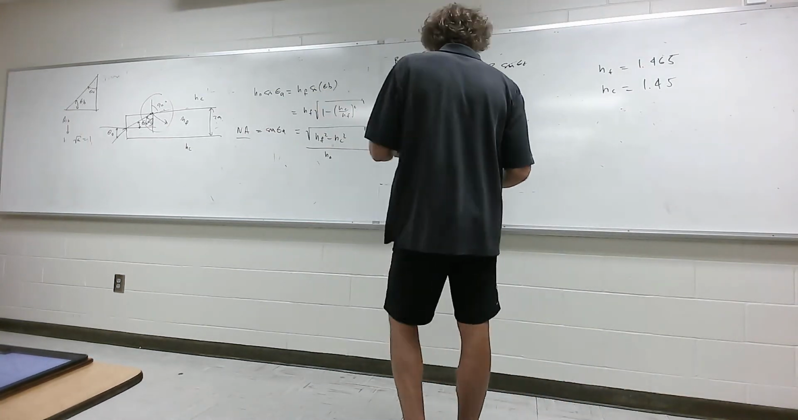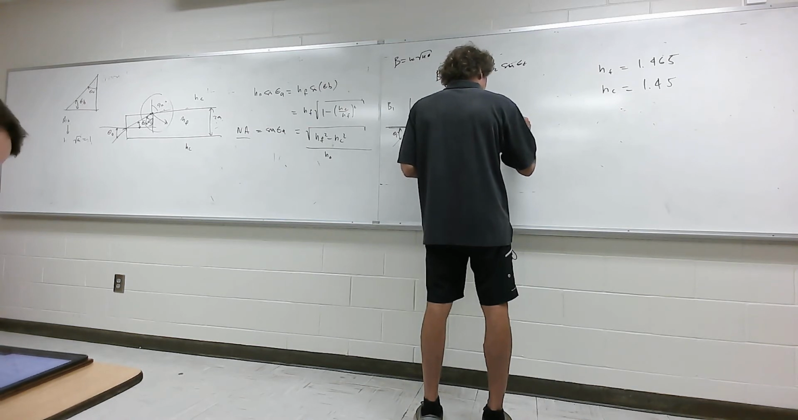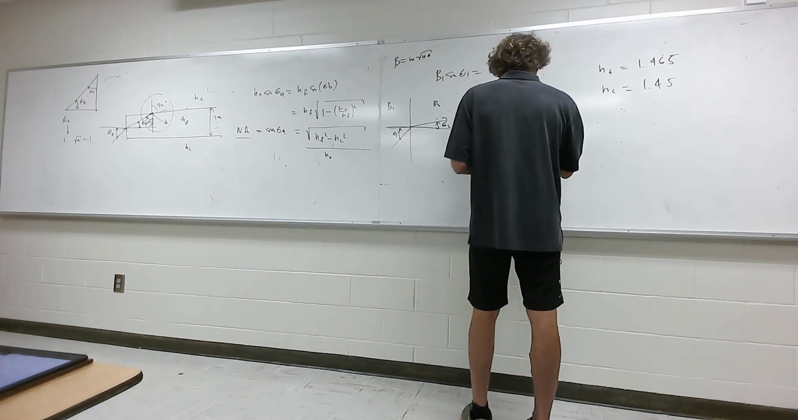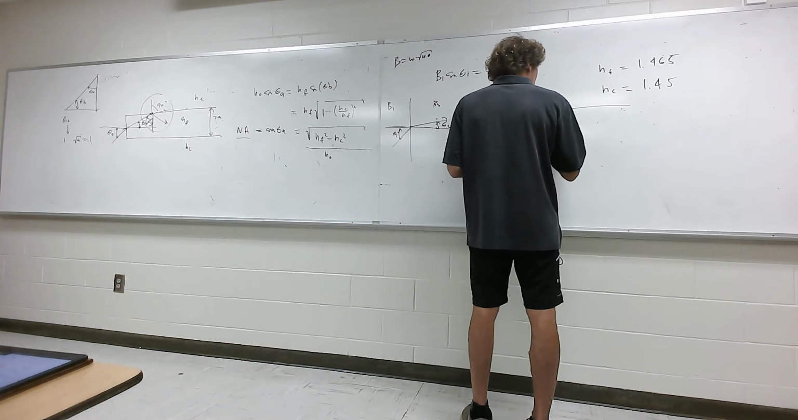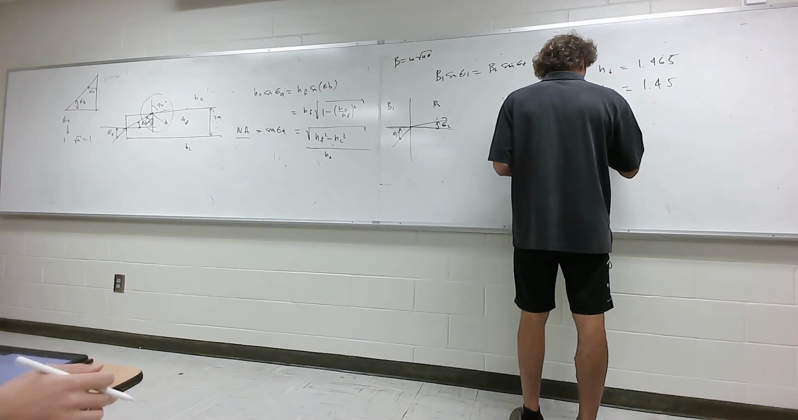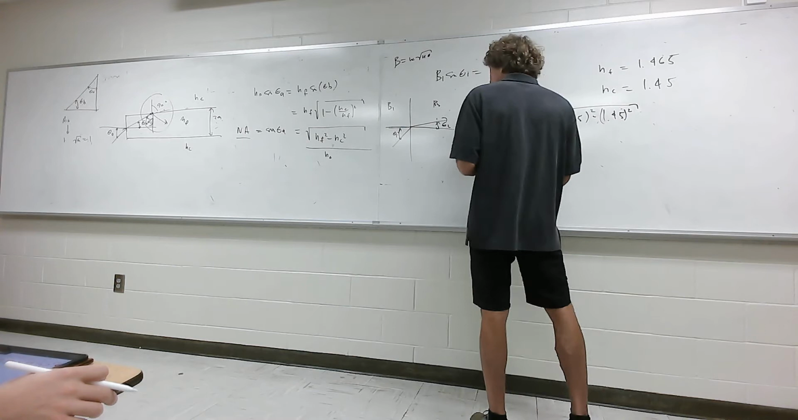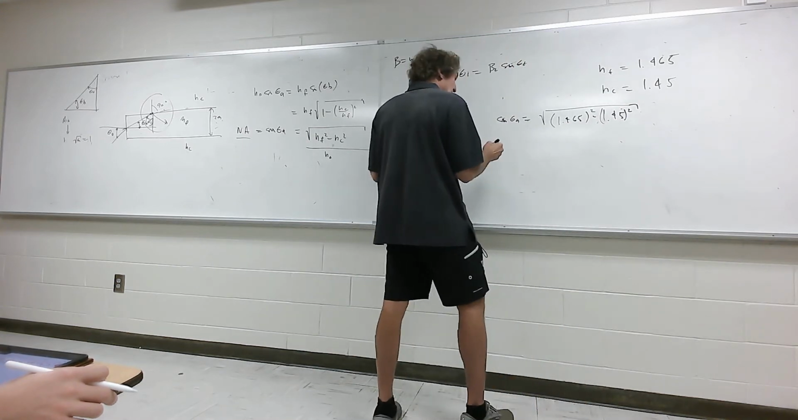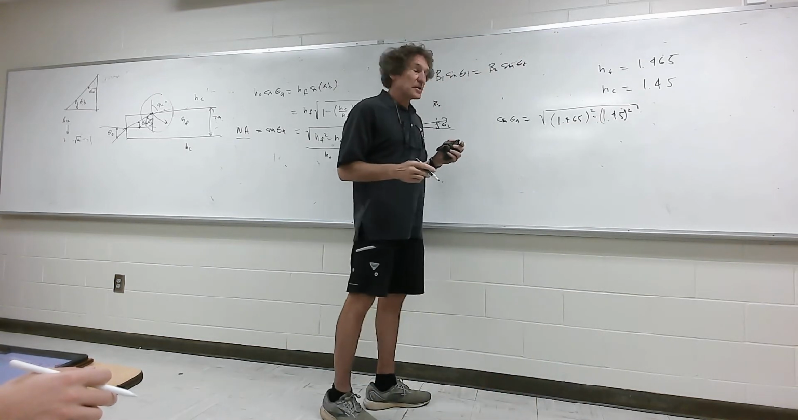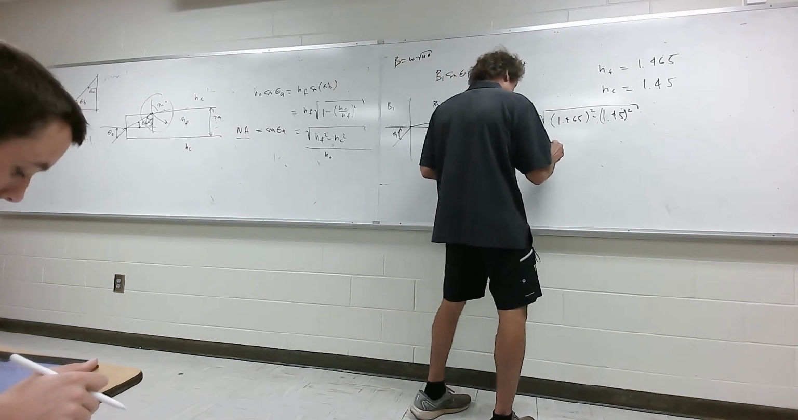So if we take a look at this, we get the sine of theta A is equal to the square root of 1.465 squared minus 1.45 squared. By the way, this is probably a very realistic thing. We'll assume we're in air, so dividing by n naught won't change anything. Now, what's this angle going to be in degrees?